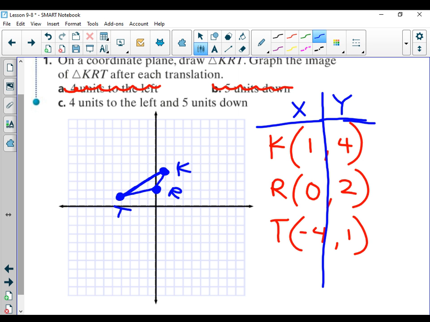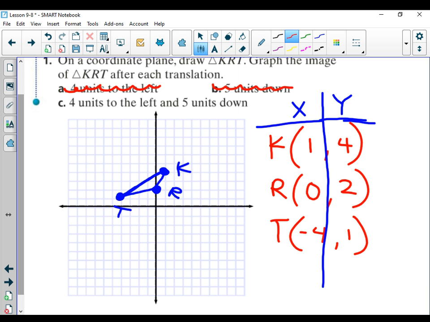And then they're telling us to go, doesn't it say right in your box? 4 left, 5 down. Yes? Does anybody need to do jumping jacks? Are you breathing? Yes. 4 left, 5 down. Where should we start? Any point you want, because we're going to move them all 4 left and 5 down.